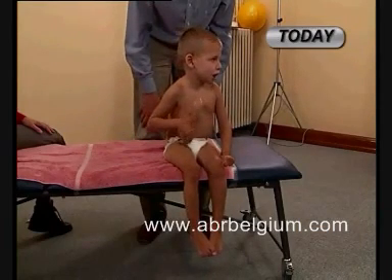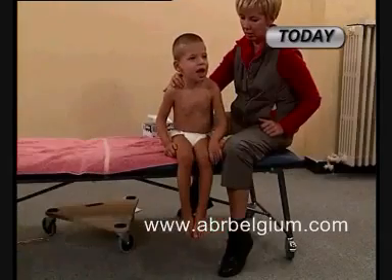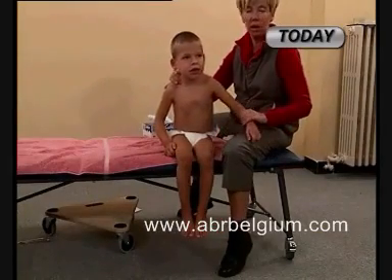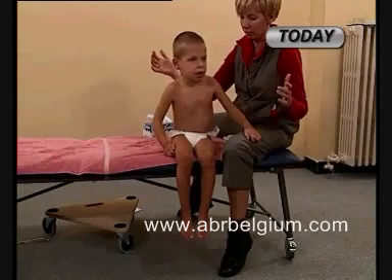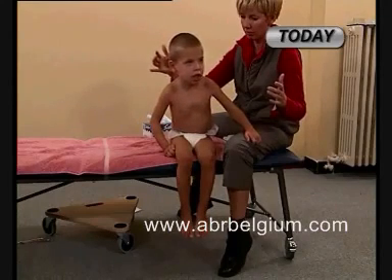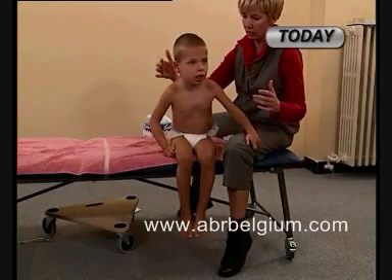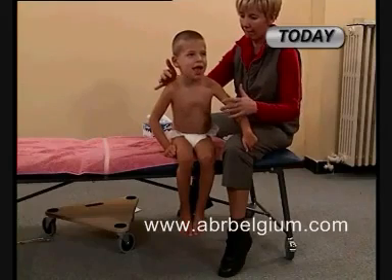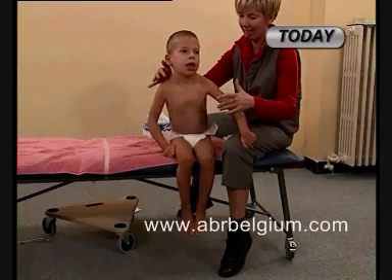His upper body changed completely. His abdomen gained strength and no longer collapses under his weight. His entire chest has grown considerably and his ribs no longer spread apart. These changes are the essence of ABR concept.